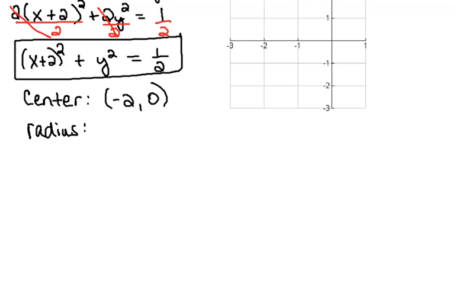Now if you don't believe me, remember that that 1/2 is in the squared position. So if we take the square root of both sides, we get r equals the square root of 1, which is 1, over the square root of 2. And we would have to rationalize the denominator in order to get the square root of 2 over 2.